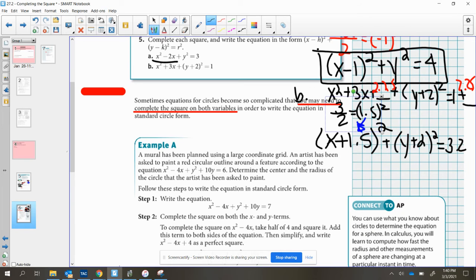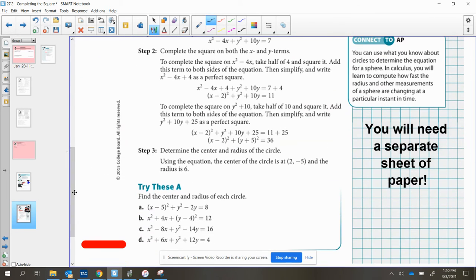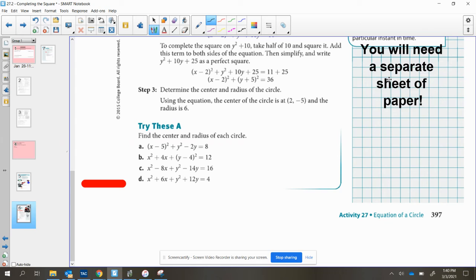So we have our final answer here of our equation in standard form. Now, we are also going to see some examples that involve both the x's and the y's needing to have their squares completed. You're definitely going to want to either use a separate sheet of paper or write very tiny in these examples because you're going to need a lot of room. We're only going to do examples C and D, but these each take some space. So definitely a separate notebook might be a useful thing here for these notes.